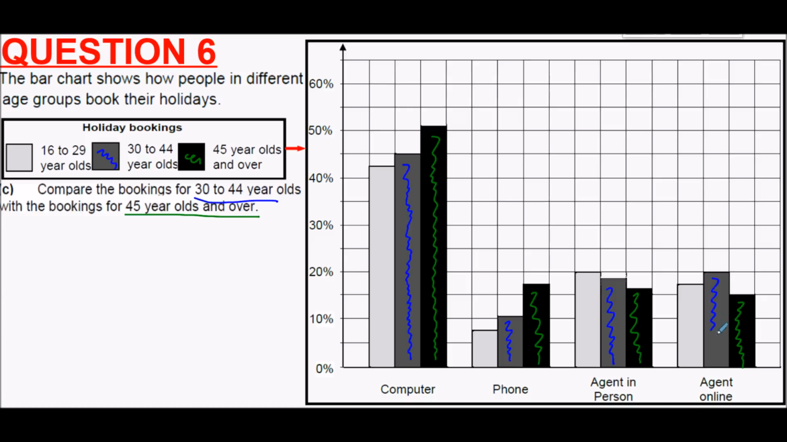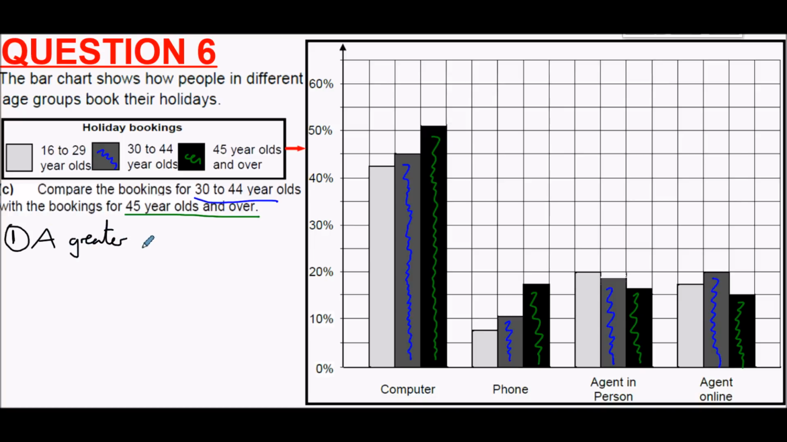As I say, you're not limited in terms of what you want to say. You could say any 2 comparisons. So the ones I'm going to pick on, yours don't necessarily need to be the same as mine, but as long as yours are based on reality and are backed up with facts from the graph, you'll be okay. So the one I'm going to pick first of all is the computer one here. So based on the holiday bookings using a computer, we can see that the bar for 45-year-olds and over is higher than the bar for 30 to 44-year-olds. But don't say that means that more 45-year-olds booked on a computer than 30 to 44-year-olds. All we know is that a greater percentage of 45-year-olds and over booked on a computer than 30 to 44-year-olds.